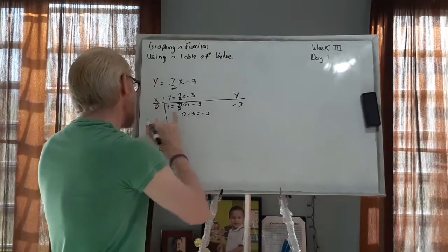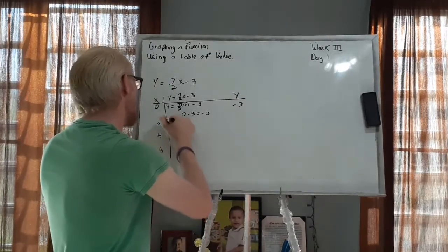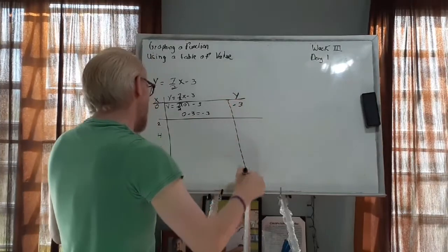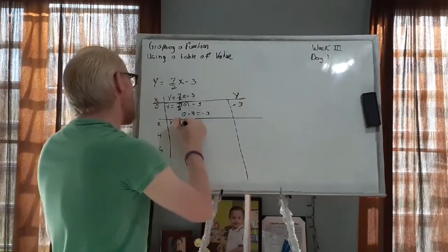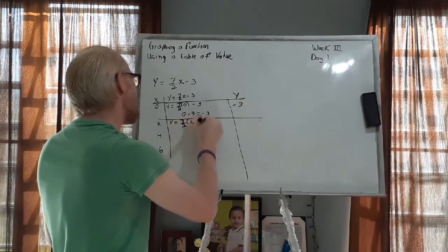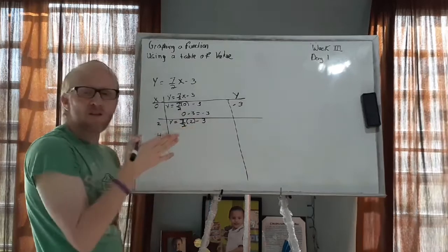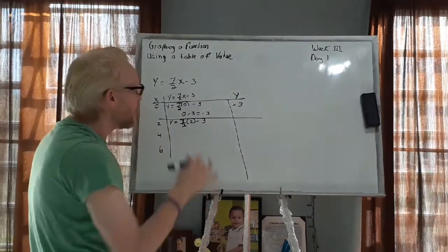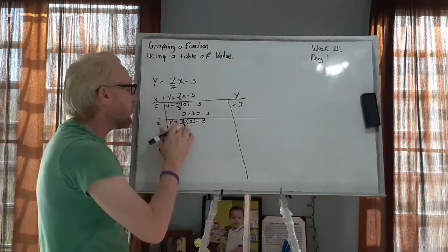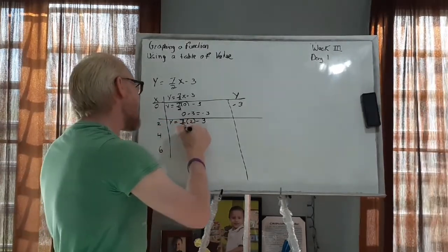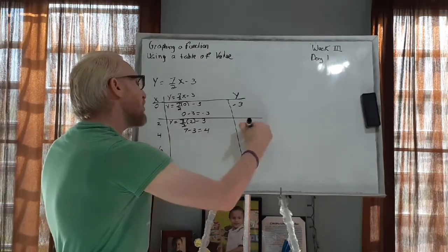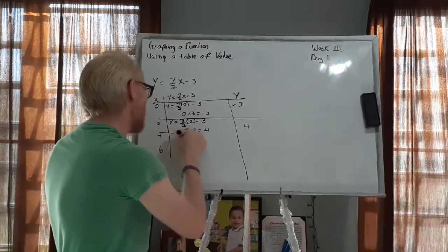So I'm going to do the same thing with 2, right? I'm going to plug in the 2. So I'm going to say y equals 7 over 2 times 2 minus 3. Now, this is very simple. It looks complicated, but it's not. What you're going to do is say 2 times 7 is 14, and 14 divided by 2 is 7. So that's going to be 7 minus 3, which equals 4. So my other ordered pair is 2 and 4.